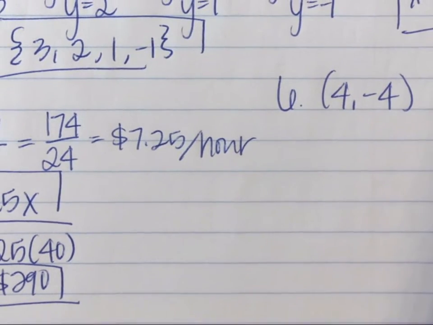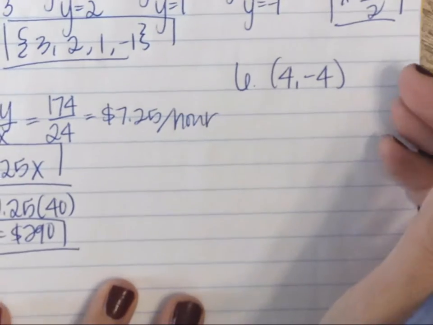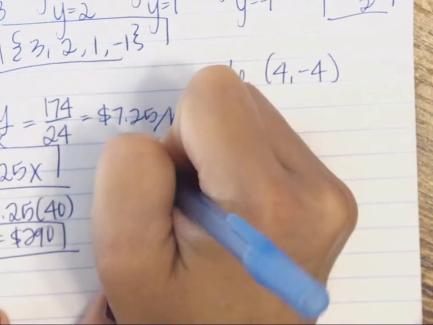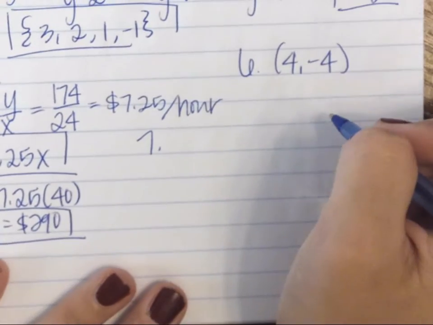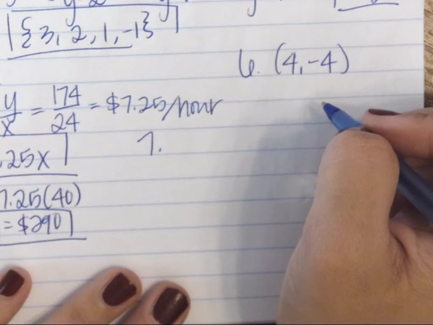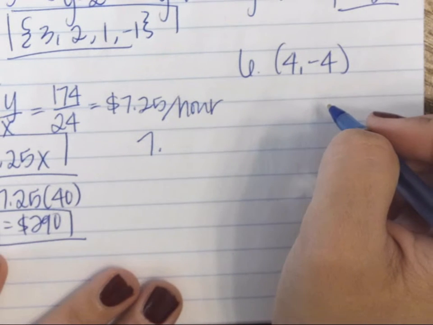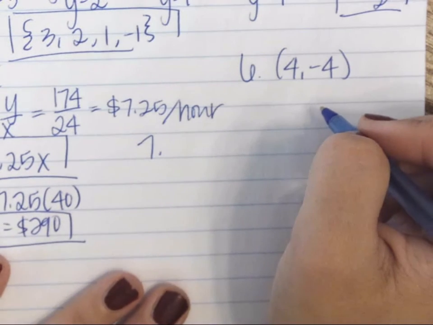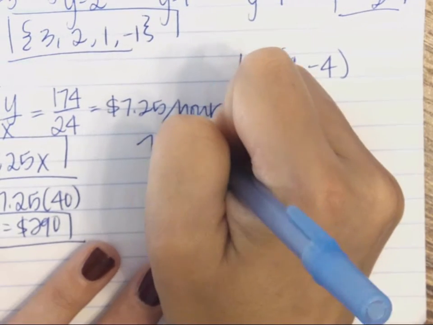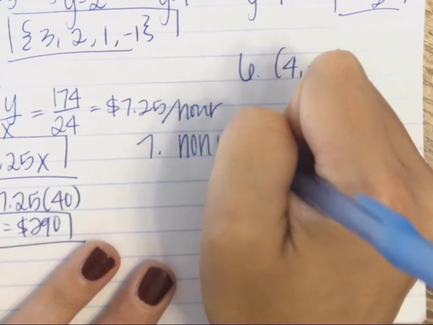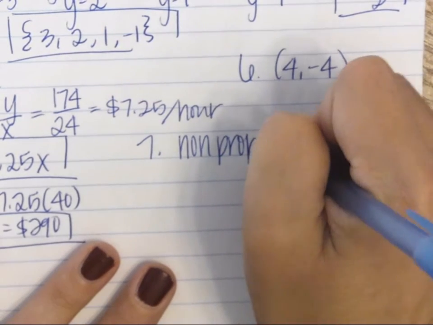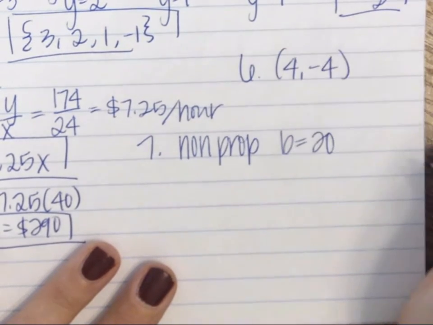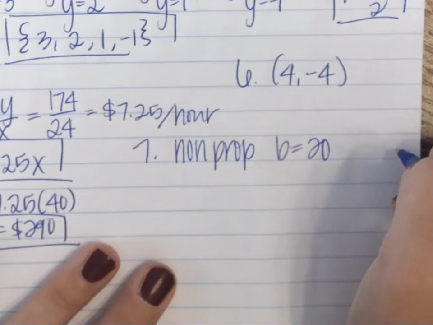Number 7 says the entrance fee for Mountain World Theme Park is $20. Visitors can purchase tickets for rides and games and food for $2 each. Write an equation to determine the relationship and determine the cost for 15 tickets. So hopefully you look at that and say, okay, I know that this is non-proportional because it's not starting at 0. We have an initial fee of $20, so that means your y-intercept is 20.